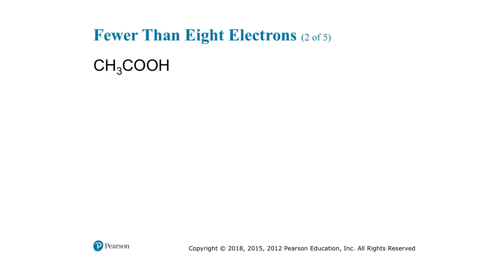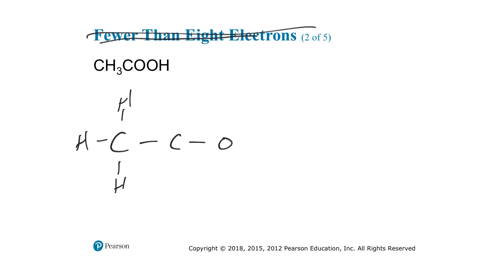What about acetic acid? So acetic acid, CH3 C. Now what about the COOH? Well, we could think about this for a minute. Oxygen wants to form 2 bonds and have 2 lone pairs. Carbon wants to form 4 bonds. It just doesn't work if we try to linearly attach those O's. So that doesn't quite work. So let's do something different.